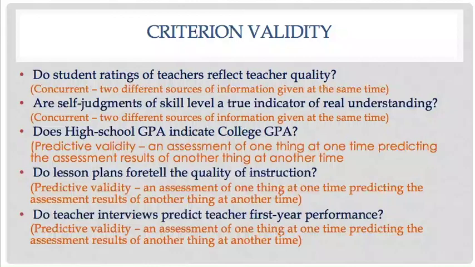The second one is our self-judgments of a skill level, a true indicator of real understanding. In other words, when you think about whether or not you understand something, are the judgments you're making a valid indicator? Well, if I compare that to the actual test scores or expert judgments, I have a concurrent issue. And if I have a high level of agreement between, yes, when I think I know it, the professor or the teacher thinks I know it as well. When I don't think I know it, I don't know it, right? Or I don't do as well based on test performance or expert judgment. Those are concurrent validity issues.